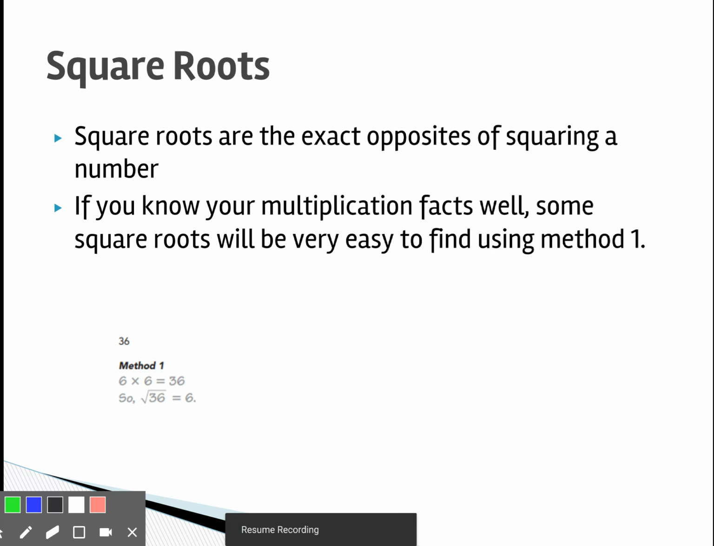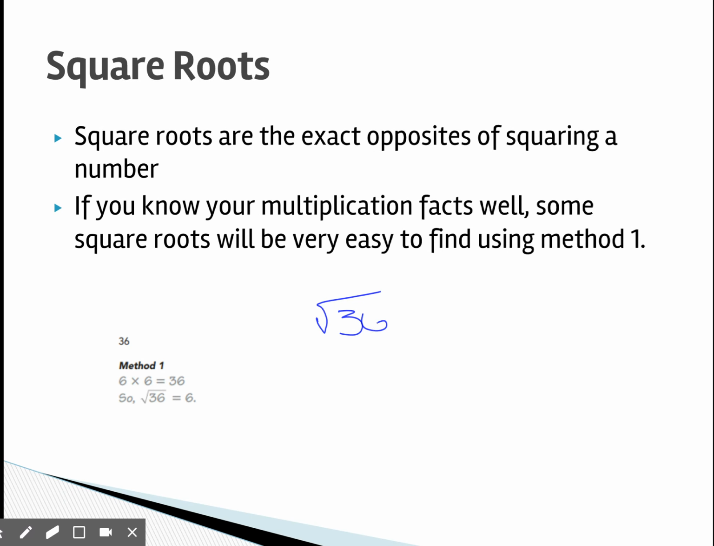To find the square root of a number, we're doing the exact opposite. We're trying to find out what two numbers multiply to equal that number. So if you know your multiplication facts well, some square roots are going to be very easy to find using method 1. Method 1, you have to know it. So to find the square root of 36, if you know in your head that 6 times 6 equals 36, you already know that the square root of 36 equals 6.